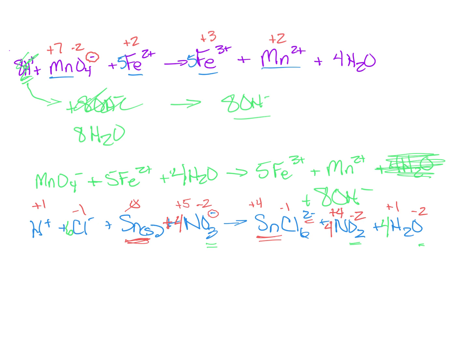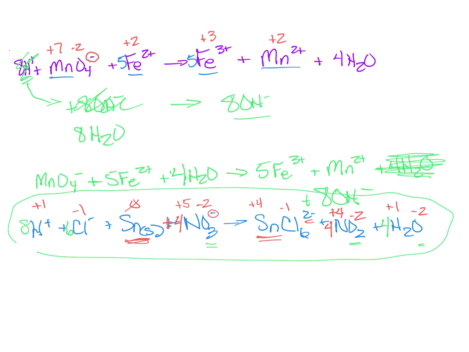Last part here, we're going to balance the hydrogens. On the left, I have 1 hydrogen, and on the right, I have 8. So I'm going to have to put an 8 in front of that hydrogen on the left. Okay, if we do a double check, we've got our electrons balanced. All my elements except for hydrogen and oxygen are balanced. Oxygen is balanced with water, and my hydrogen is balanced with H+. All right, so this is my balanced redox reaction for an acidic solution.